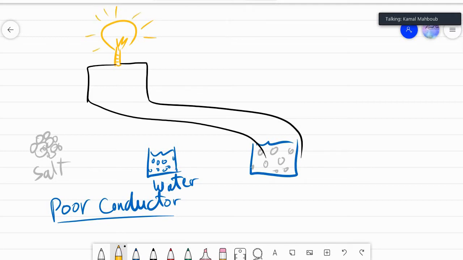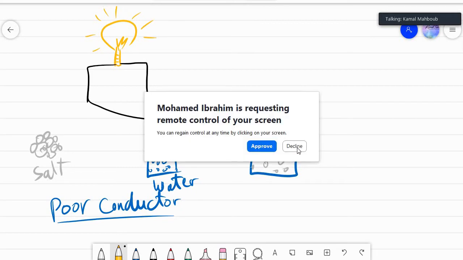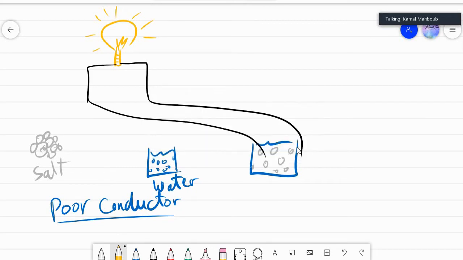Okay, now this is the physical property change. In general, the salt is not a good conductor, and the water also is not a good conductor, but both of them together make a solution. Now this is a physical property change. Okay, so we have some physical property change in this case.